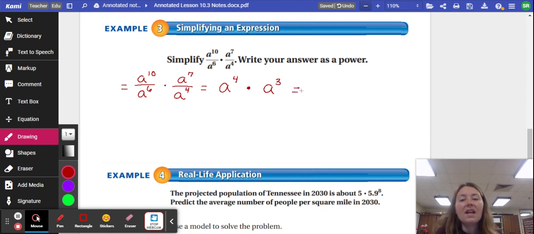And now we only have one more step. We're going to go ahead and use that product of powers property. We're multiplying two powers that have the same base. So I know I can add the exponents. 4 plus 3 is 7. We get a to the 7th power.